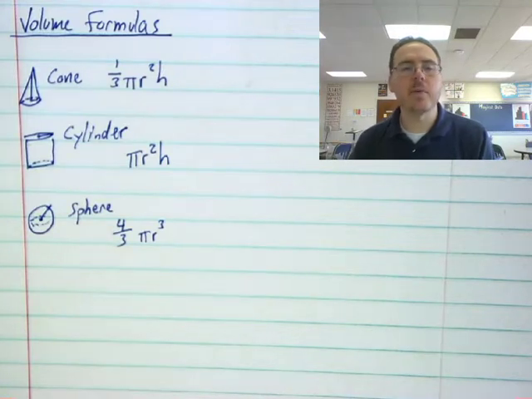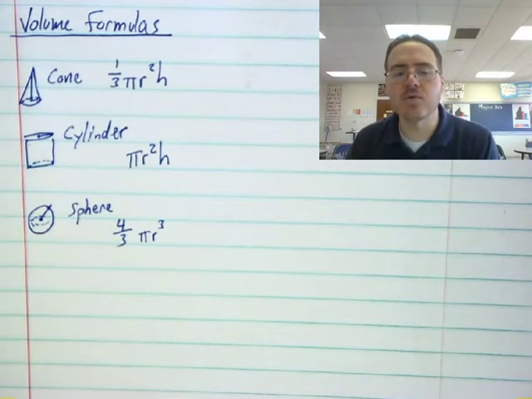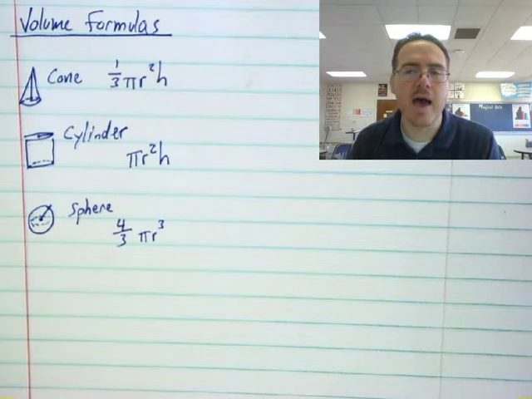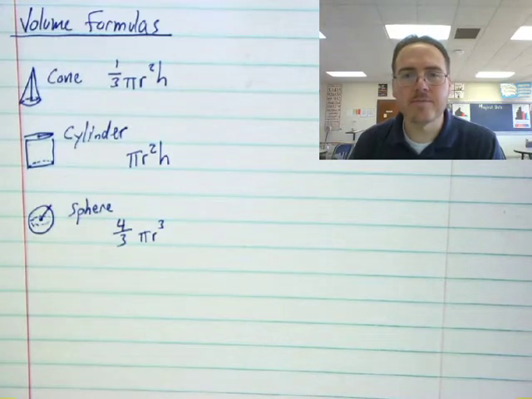I've got the formulas here. The volume of a cone is 1/3 pi r squared times the height. The volume of a cylinder is pi r squared times the height. And the volume of a sphere is 4/3 pi r to the third power. Now we're going to get using them here on my paper.